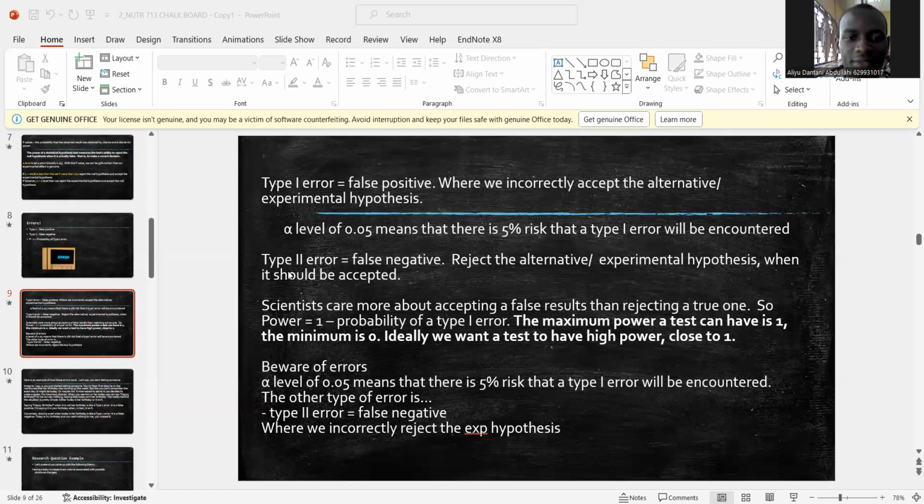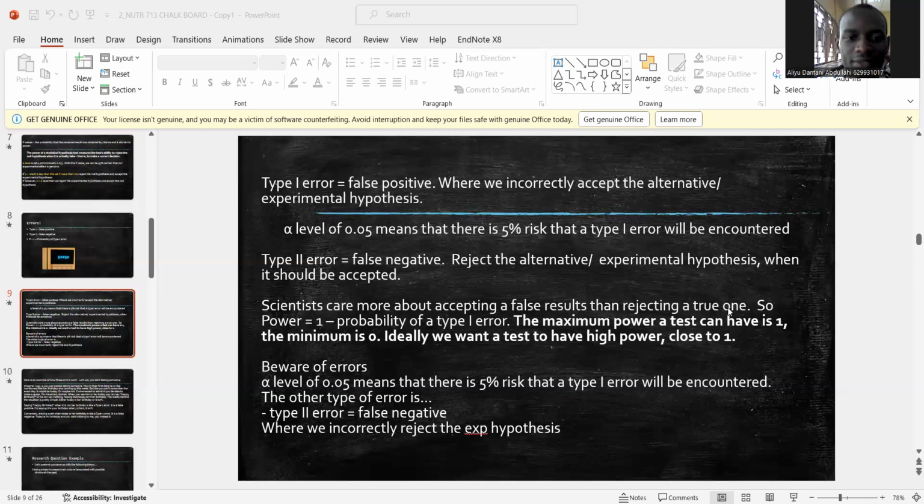So type 2 error, which is the false negative: you reject the alternative or experimental hypothesis when it should be accepted. So basically that's what we are saying. For type 1 error, you reject the null hypothesis when it should be accepted. Type 2 error, you reject the alternative hypothesis when it should be accepted, basically. So scientists care more about accepting a false result than rejecting a true one.